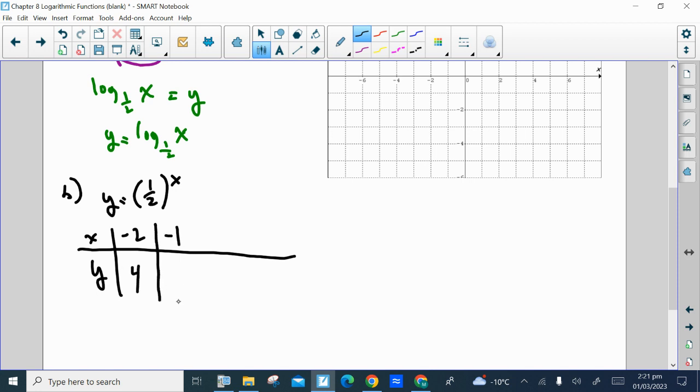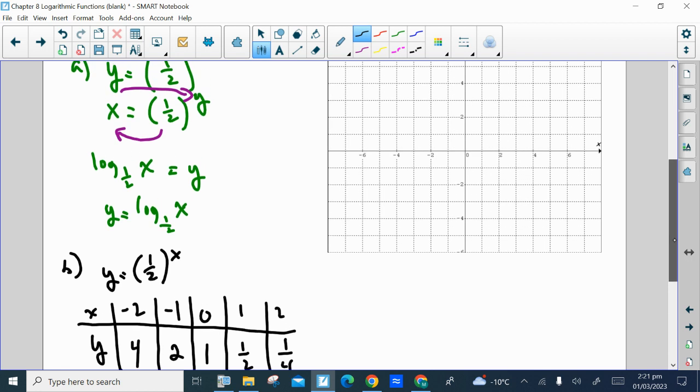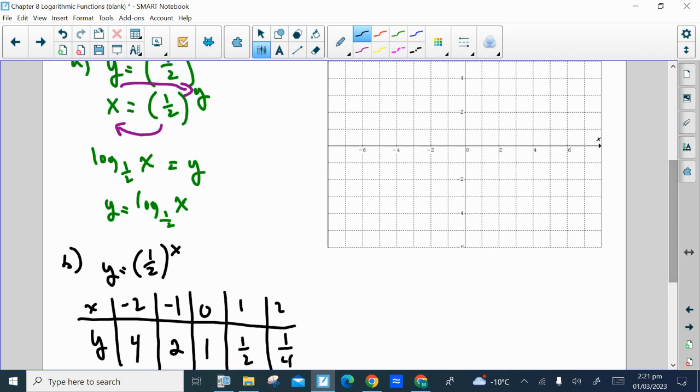When x is negative 1, y will be 1/2 to the negative 1, which will be 2 over 1 to the positive 1. When x is 0, anything to the power 0 is 1. When x is 1, a half to the 1 is a half. And when x is 2, 1/2 all squared is 1/4. Because the base is between 0 and 1, this gives us a decreasing function. We've got the points negative 2 comma 4, negative 1 comma 2, 0 comma 1, 1 comma a half, and 2 comma a quarter.